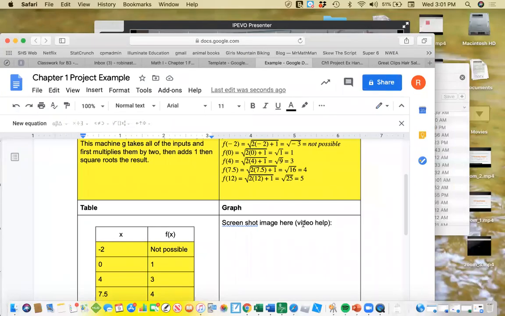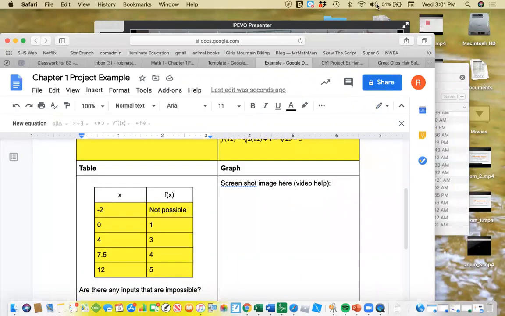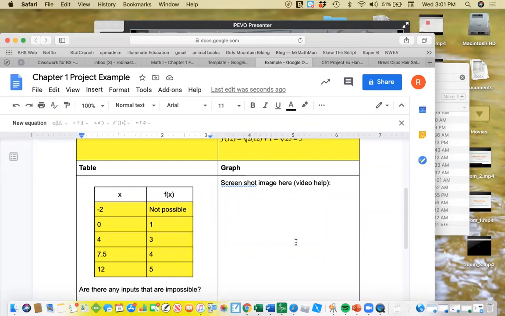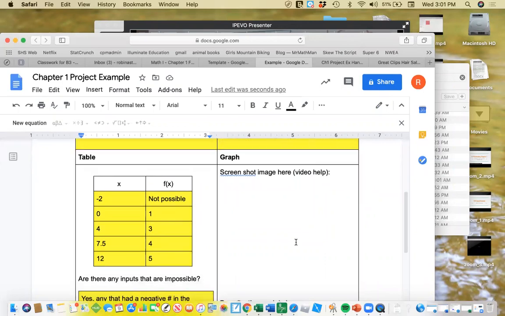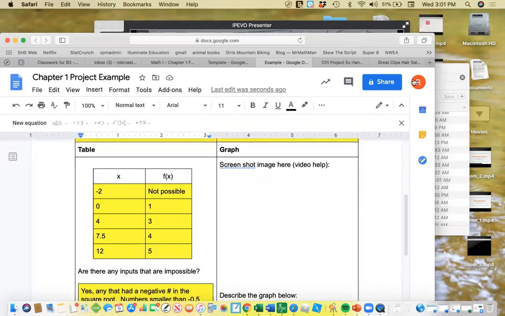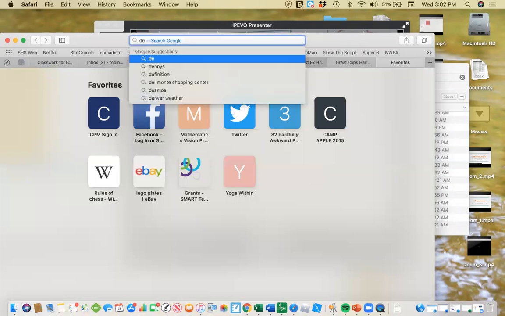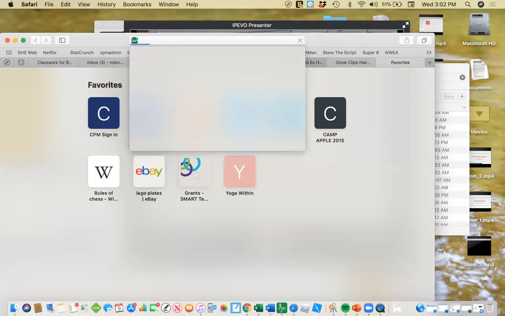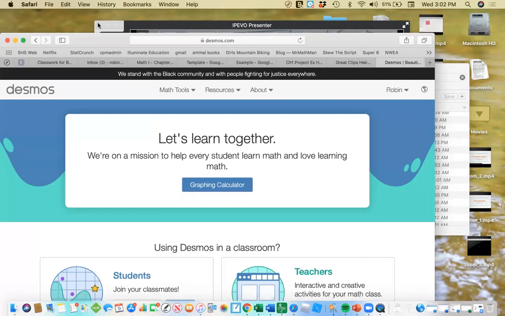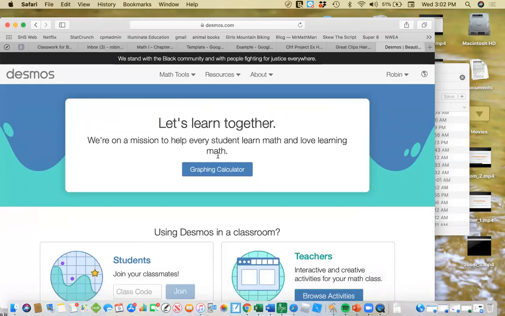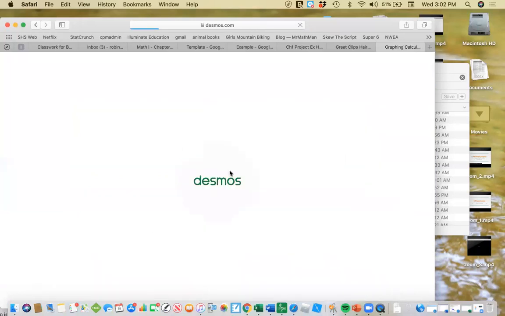Okay. So we are on to the last of the squares for your project, and this is the graph. So the best thing to do to start out your graph is on your device is to go to Desmos.com. So you will take yourself to Desmos.com, and then you will go to the graphing calculator.